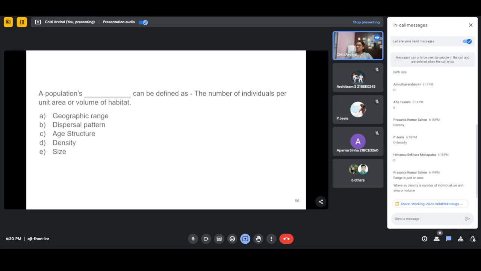Okay, sure. In the classical definition, density is any number of something per unit area or volume. So it's definitely not geographic range, because the geographic range just shows you the extent where a particular species is found on the global map, but it doesn't tell you how many individuals are there, right? So, what is dispersal pattern? Does anyone know what dispersal pattern is?